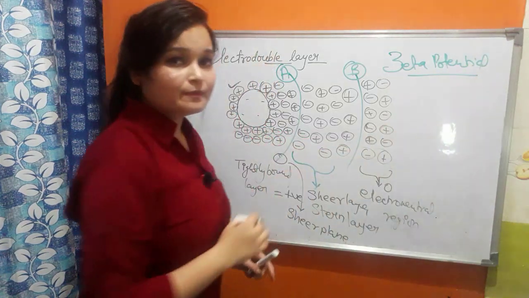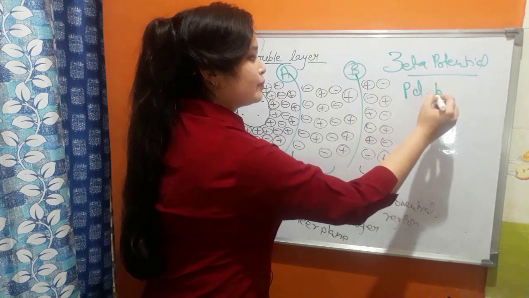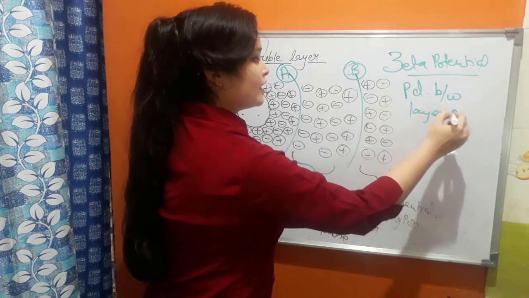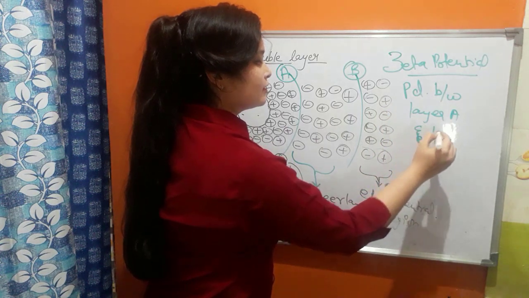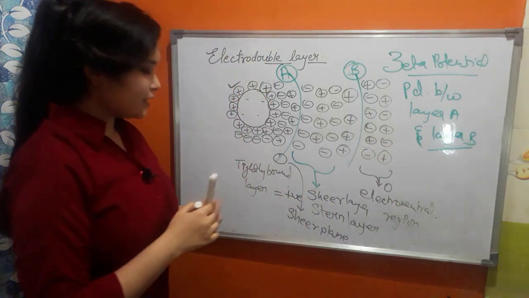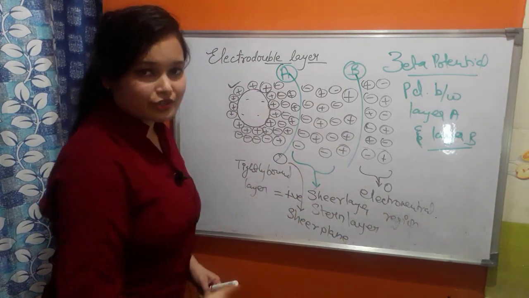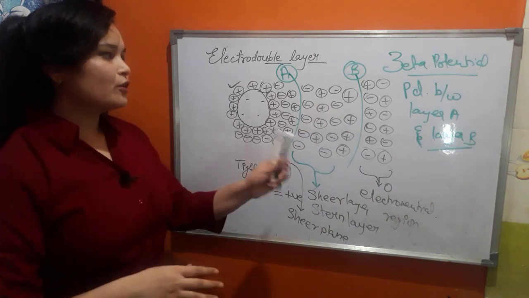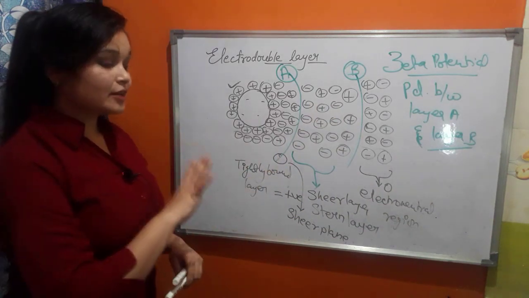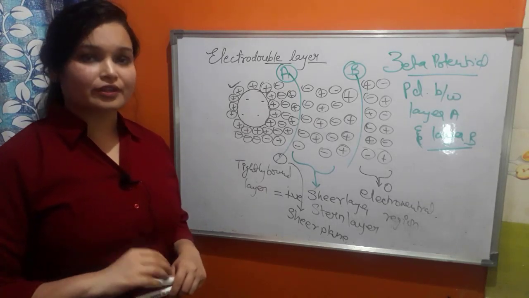Zeta potential is the potential difference between layer A and layer B. Here layer A was the tightly bound layer and layer B was the electroneutral region. Now you may think where this zeta potential is used. Zeta potential mainly comes into play in the case of suspensions and colloids.